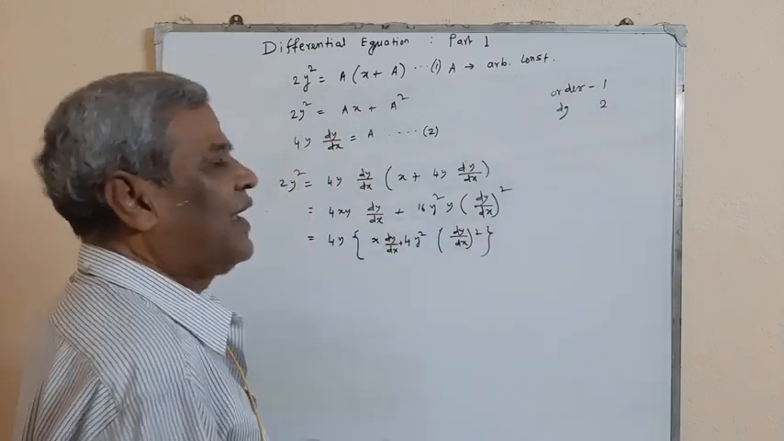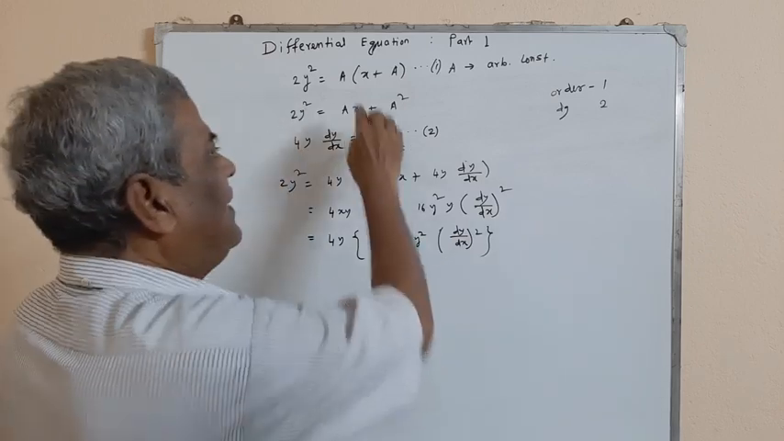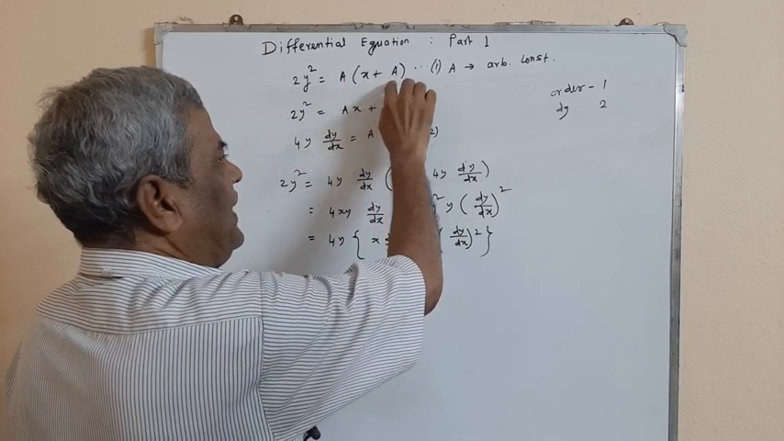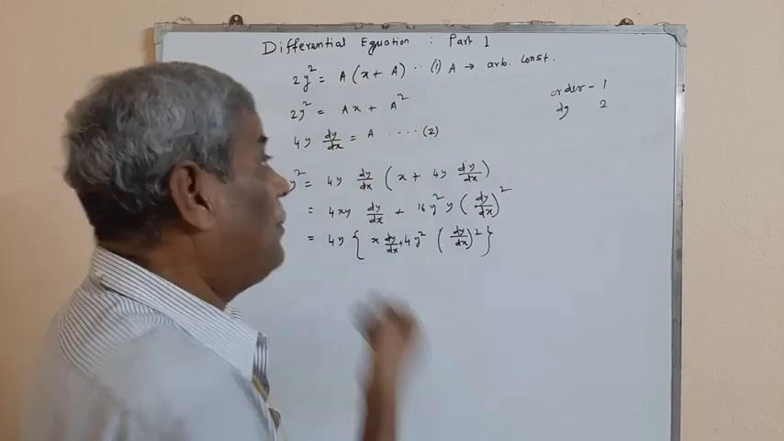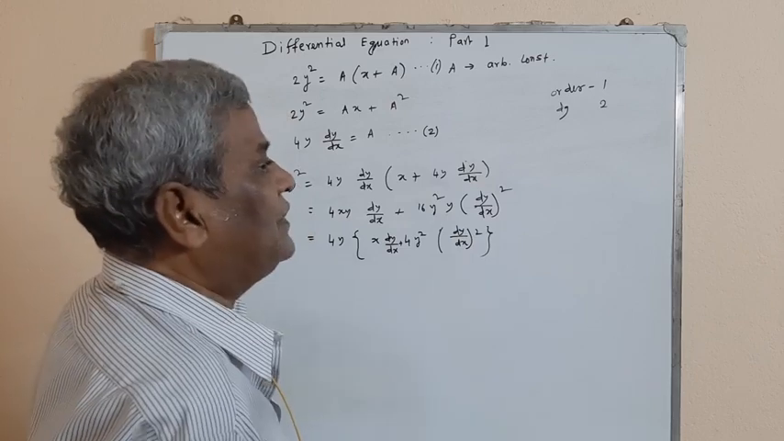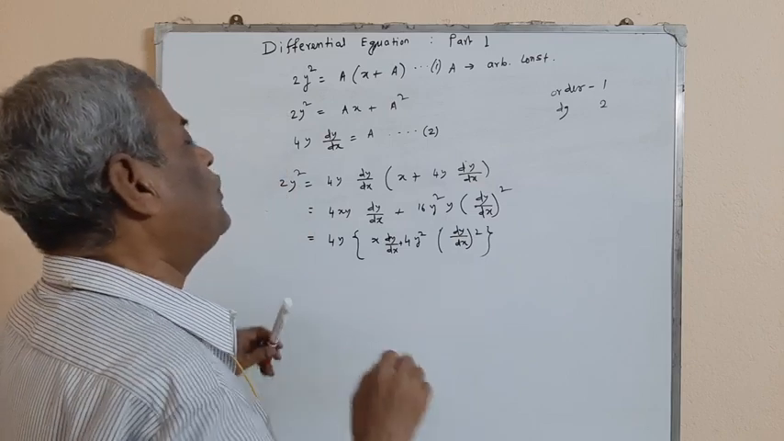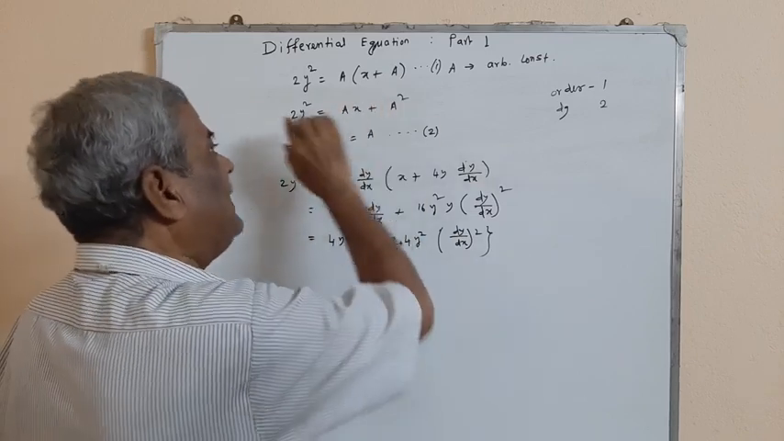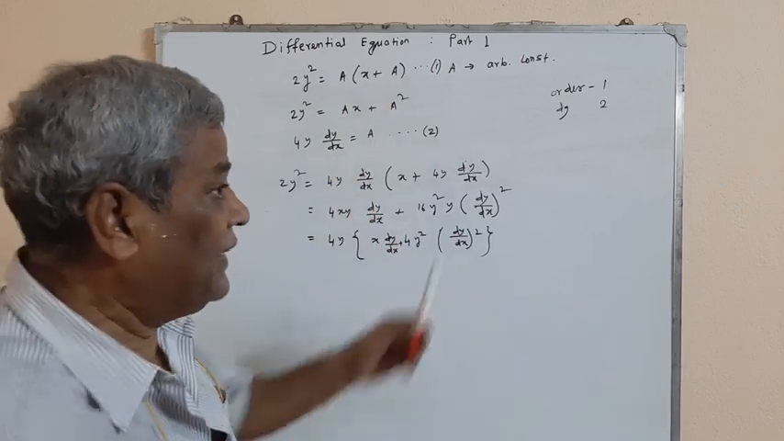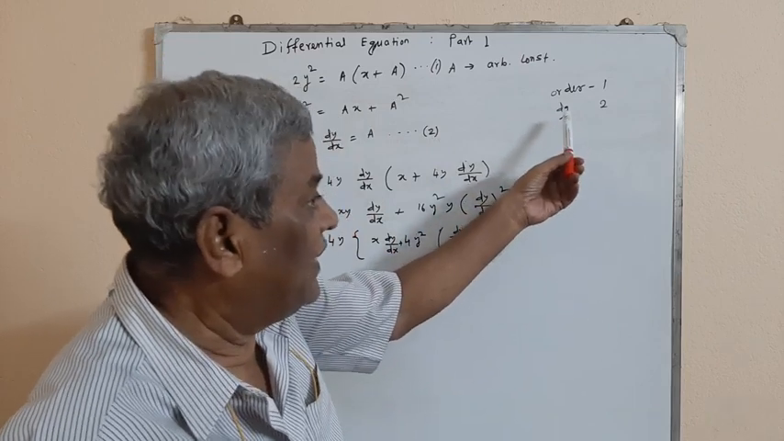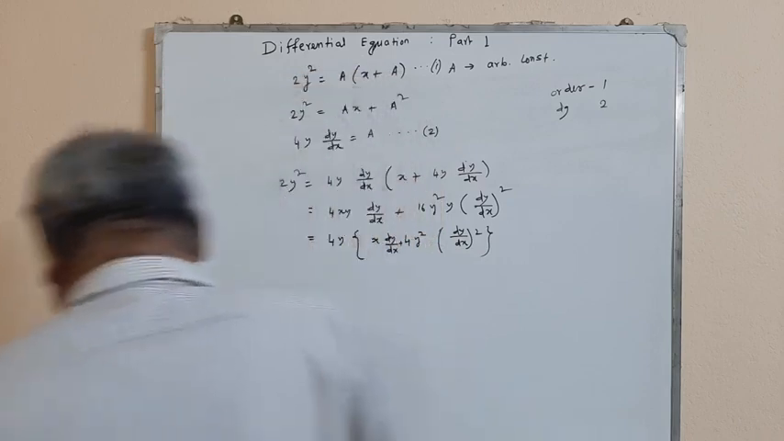And degree: the arbitrary constant a, its maximum power. Here you see this is x into a, this is a square. The highest power of the arbitrary constant is 2, so degree is 2. But one thing you have to remember, after simplifying the given relation to the simplest form, then only you can say its order is this and degree is that. Okay.